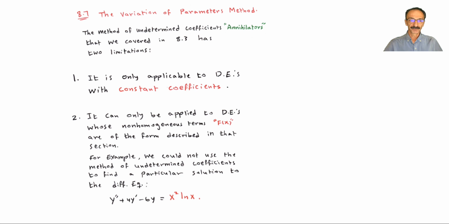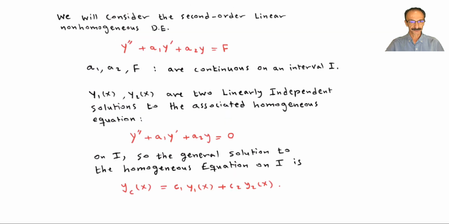For example, we could not use the method of undetermined coefficients to find the particular solution to the following differential equation. Look at this right here, x squared ln x. We talked about e to the x, we talked about sine x and cosine x and a combination and a polynomial, but nothing of natural log. So that is not applicable to the method that we use for the annihilators.